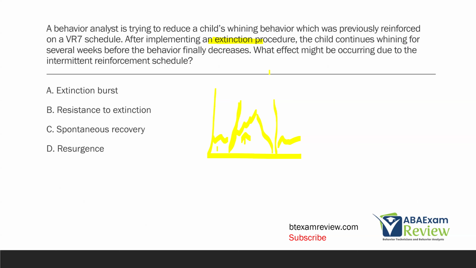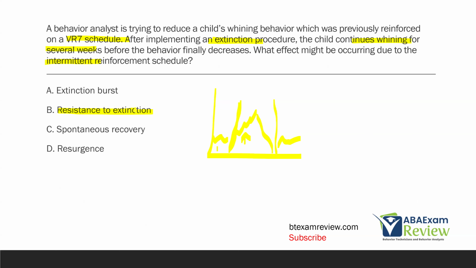So, what is the case when we have a behavior that is reinforced on a VR7 schedule, so a very thin schedule, a very intermittent schedule, and extinction is just not effective? In this case, the child whined for several weeks. So, we're doing extinction, and that behavior continues for several weeks. Well, in this case, there is some serious resistance to extinction occurring. Resistance to extinction occurs when a behavior continues despite extinction going on.